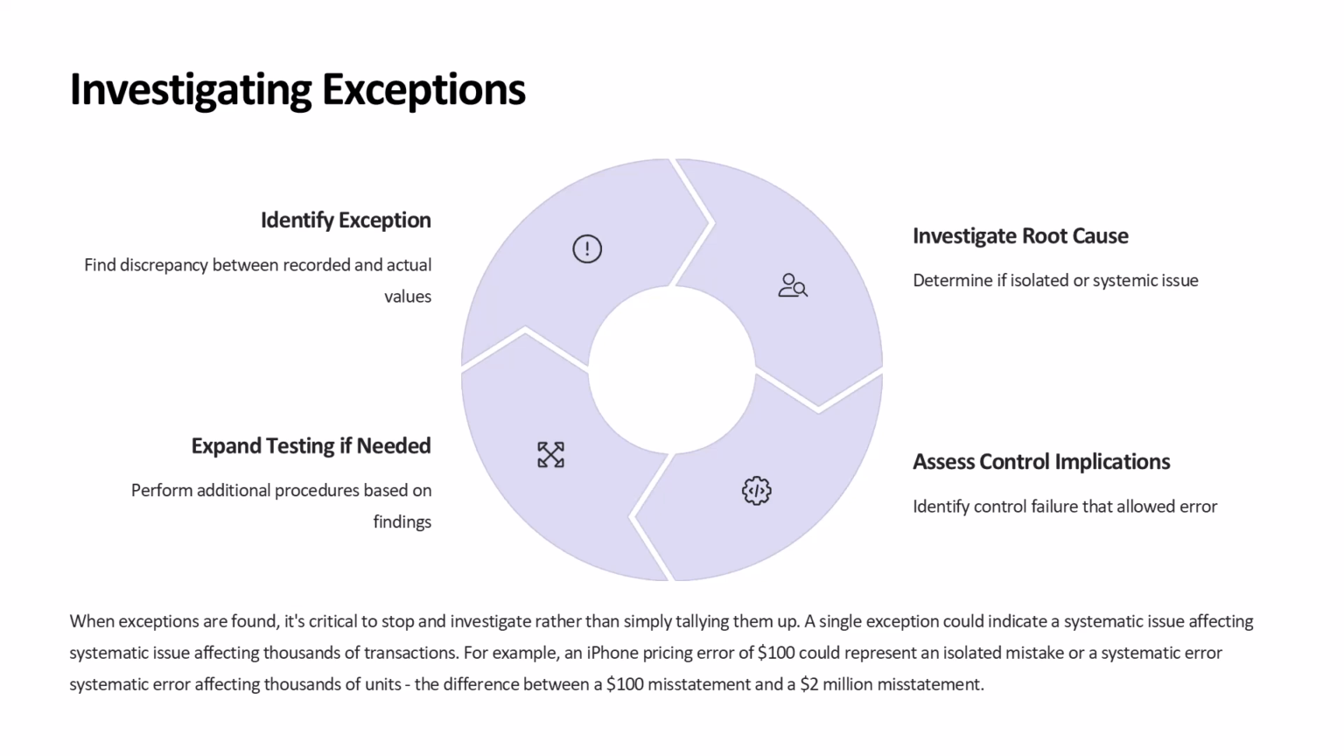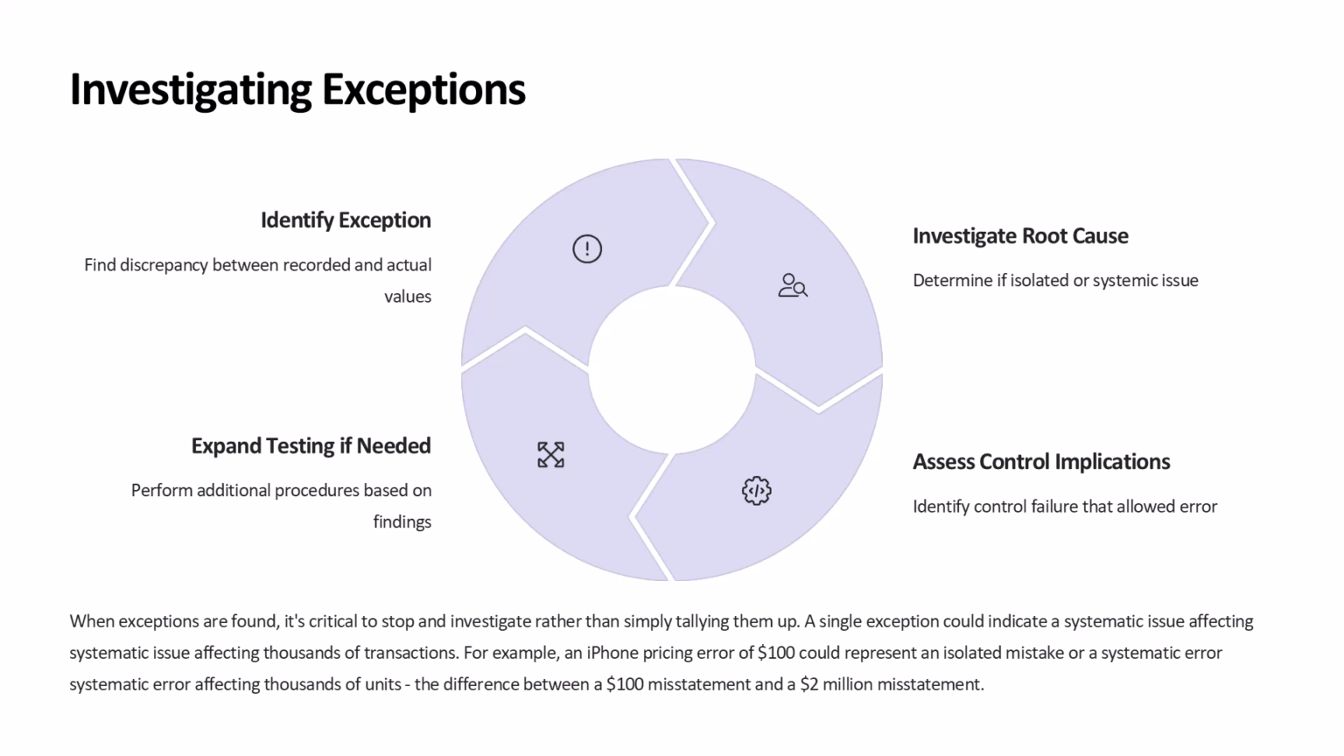Let me tell you about a time I found an inventory exception at a tech company. An iPhone was recorded at $699, but should have been $599. I could have just marked it as a $100 error and moved on. Instead, I investigated and found a systematic pricing error affecting thousands of units. That's the difference between a $100 misstatement and a $2 million misstatement.